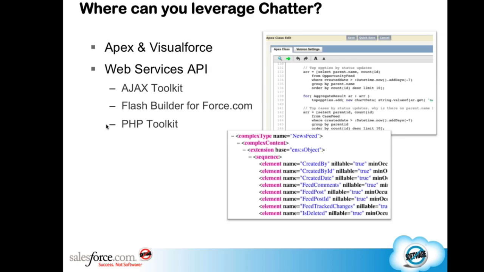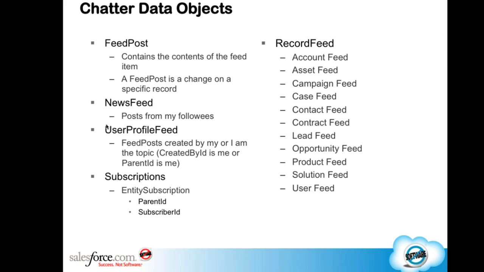So Apex code and Visualforce are pretty much the obvious places where you can leverage Chatter. But one thing that I wanted to emphasize is that in addition to that, we've got the Web Services API. So Chatter and the data model is exposed just like the other parts of the data model that you create for your Force.com application. That means that they're represented in a WSDL that you can download and generate a client from, or you can use directly from other tools like Flash Builder for Force.com, the Ajax toolkit, or anything that can create a SOAP message and consume a SOAP response.